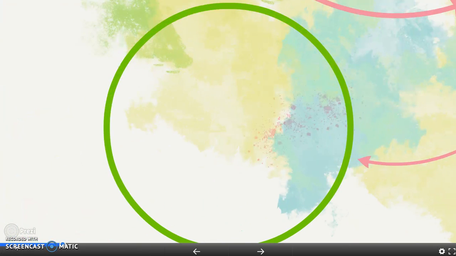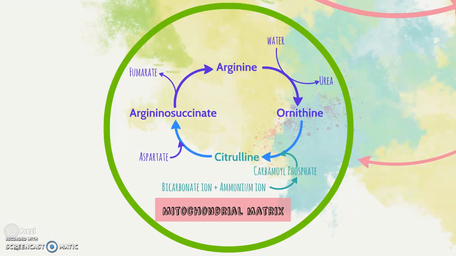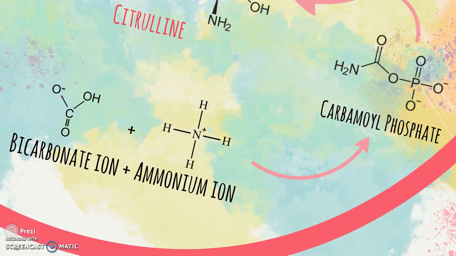The first step of the urea cycle begins in the mitochondrial matrix. The following steps occur in the cytosol. Ammonia is produced in the mitochondrial matrix by the enzymatic activities of glutaminase and glutamate dehydrogenase.